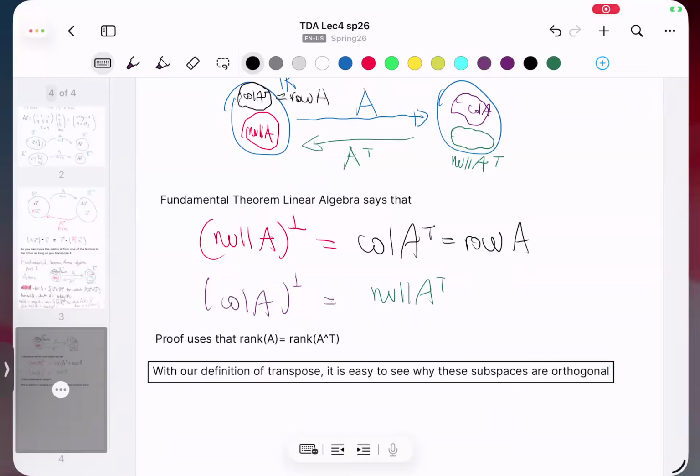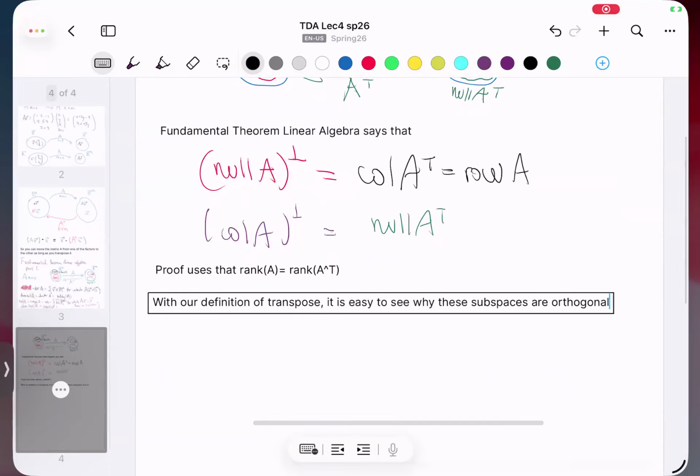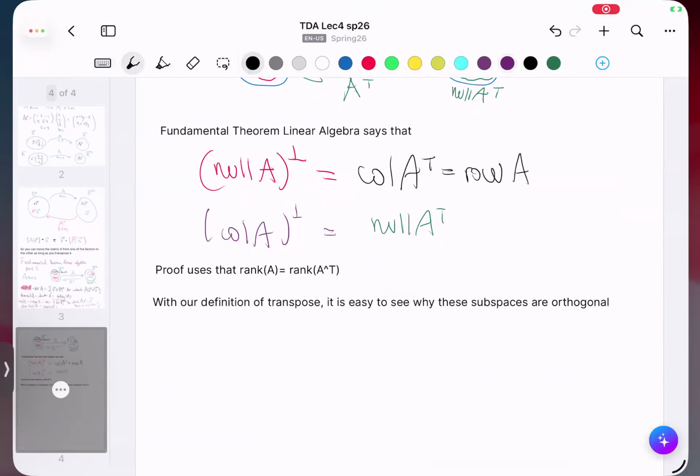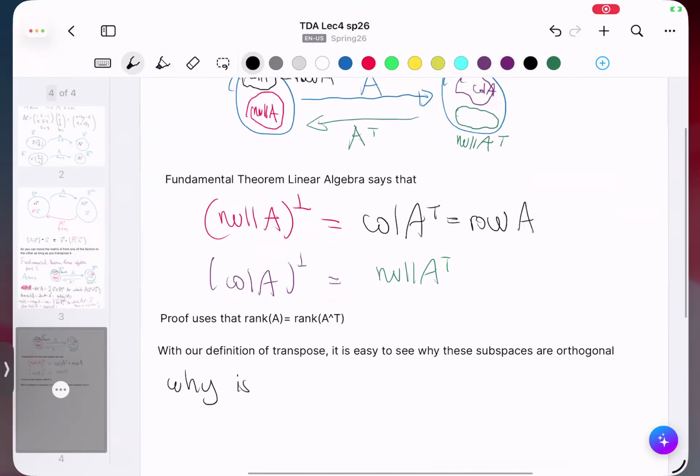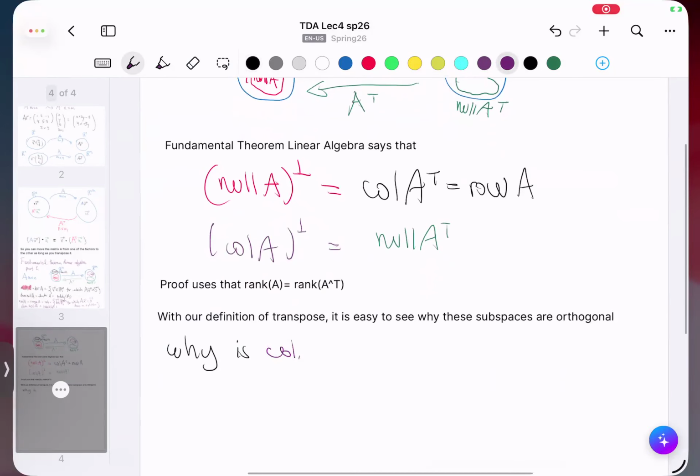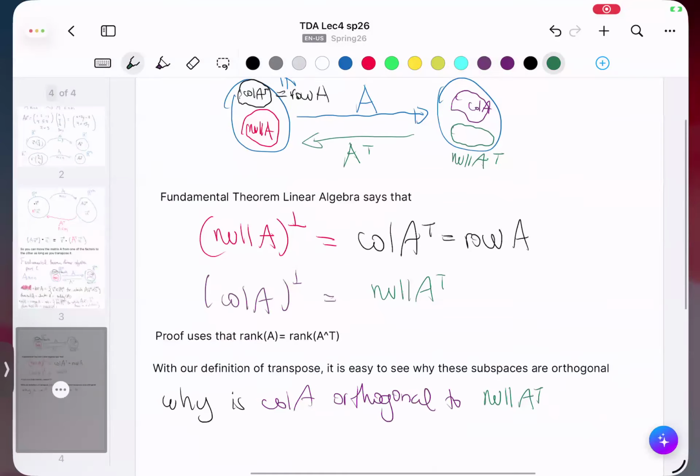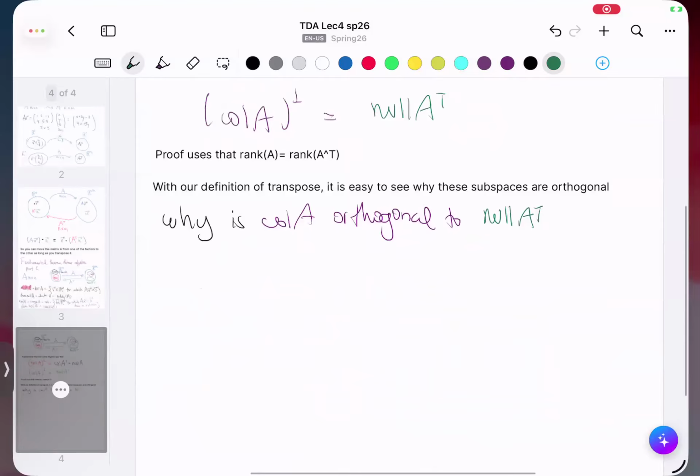Why is the column space orthogonal to the null space? Well, let's just think about what each of them mean.